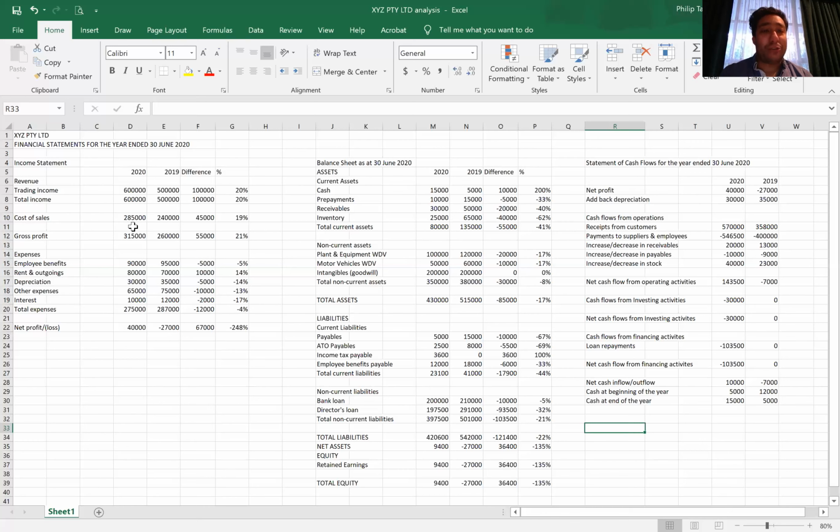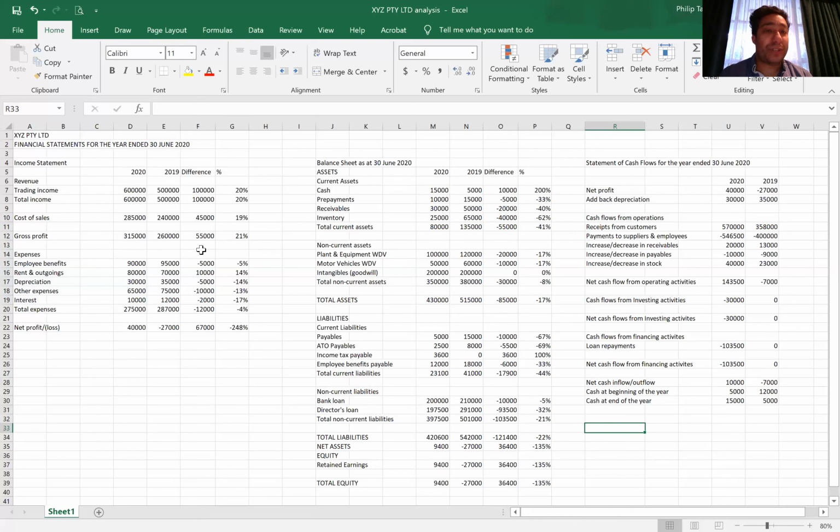So cost of sales in 2020 for this business is $285,000. In 2019, it's $240,000. So we have, on one hand, the cost of sales has increased in 2020 by $45,000 or by 19% in comparison to 2019. And then the gross profit, $315,000, and in 2019, $260,000.